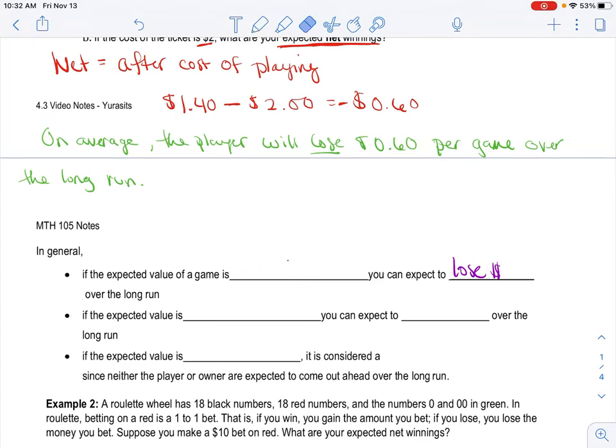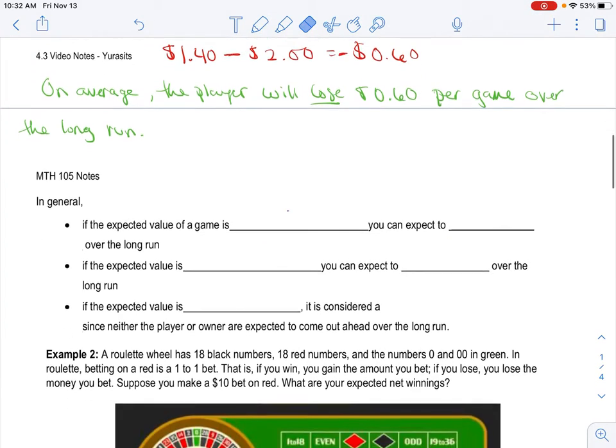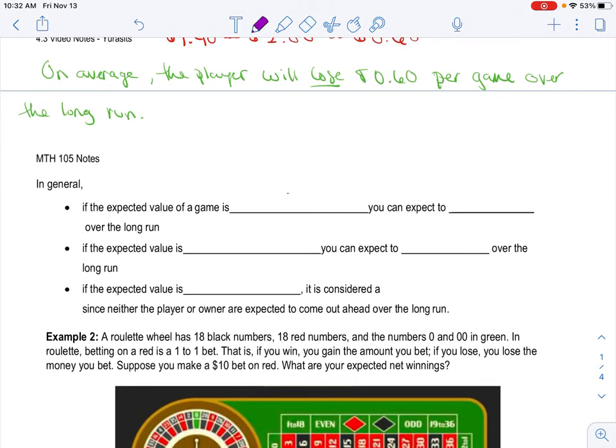All right, so the next piece is, in general, if the expected value of a game is negative, you can expect to lose money over the long run. Because we're talking about a game, that's why we're talking about winning money or losing money. If the expected value is positive, you can expect to win money over the long run.